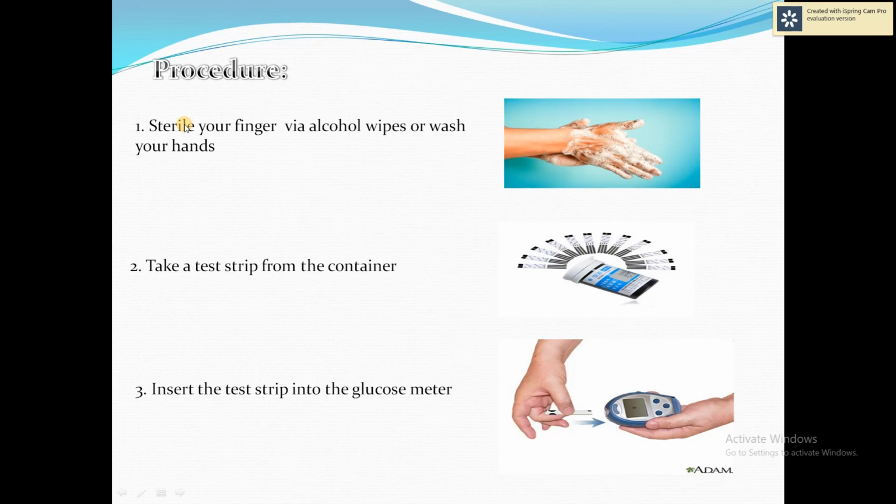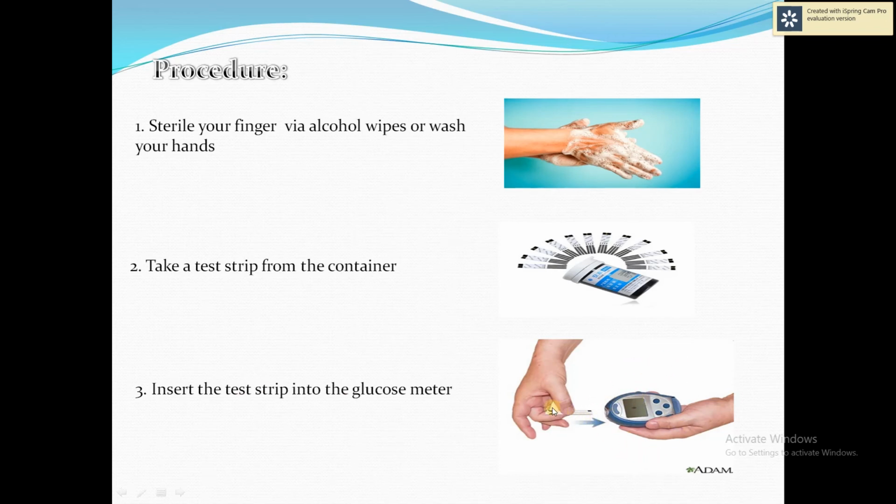First of all, sterilize your finger with alcohol wipes or wash your hands, and keep in mind that you'll have to dry your hands. Then take a test strip from the container. There is a container which has lots of test strips, and you'll have to take a new test strip every time you measure your blood glucose level. Now, insert the test strip into the glucose meter. This is how you are going to insert this test strip into your glucose meter.